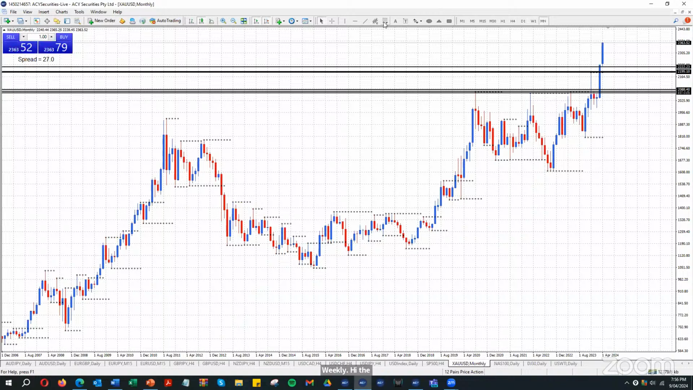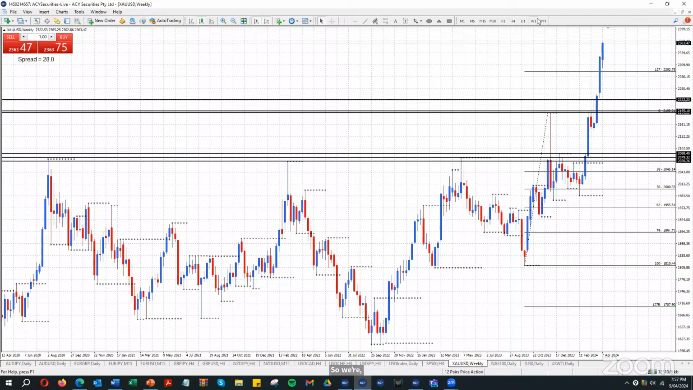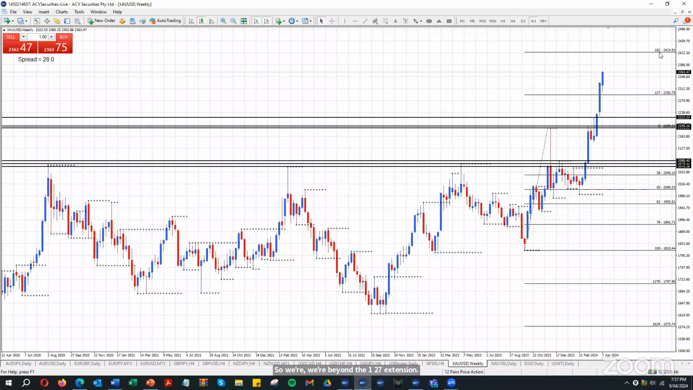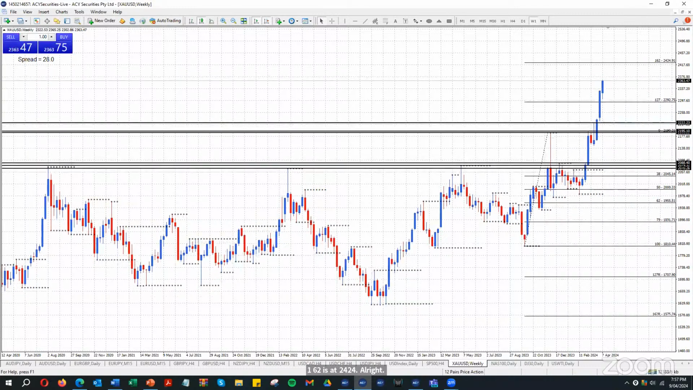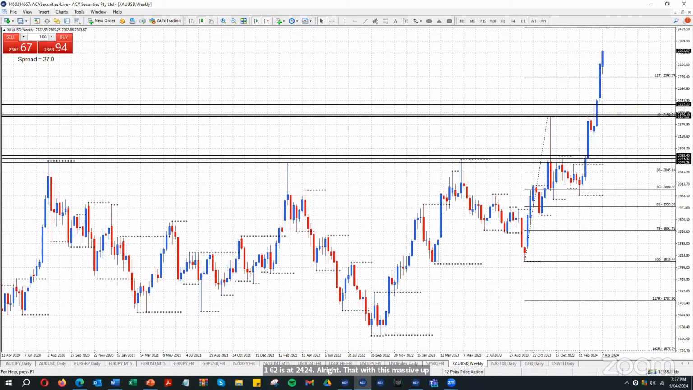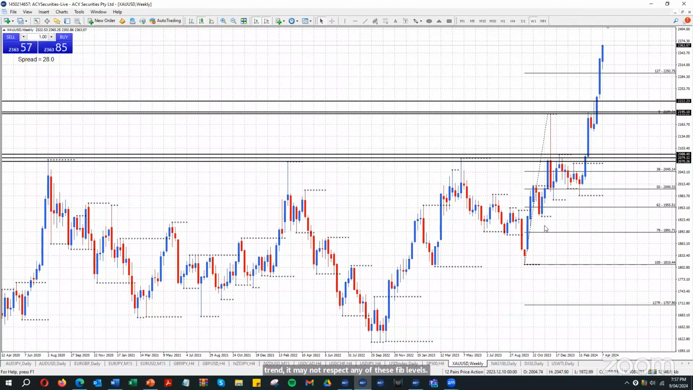What I want to show you on the monthly chart was we had a move up and a pullback here. It wasn't a very deep pullback, so there was a range here. So we're beyond the 127 extension. 162 is at 2424. Now with this massive uptrend, it may not respect any of these fib levels. But the point I wanted to make was we're overextended just using the tool.